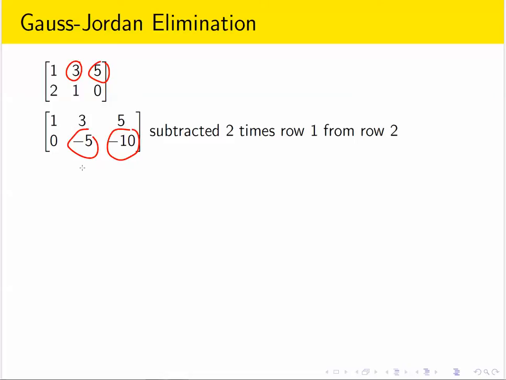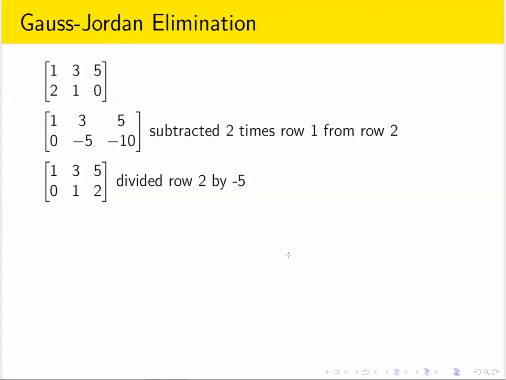Okay. The next step is going to be to make this into a 1. And the easy way to do that is just to multiply the entire second equation by a number, or divide it in this case. We'll divide by negative 5. That would be the same as multiplying by negative 0.2. So, dividing row 2 by negative 5, remember you have to divide every entry in the second row by that value.